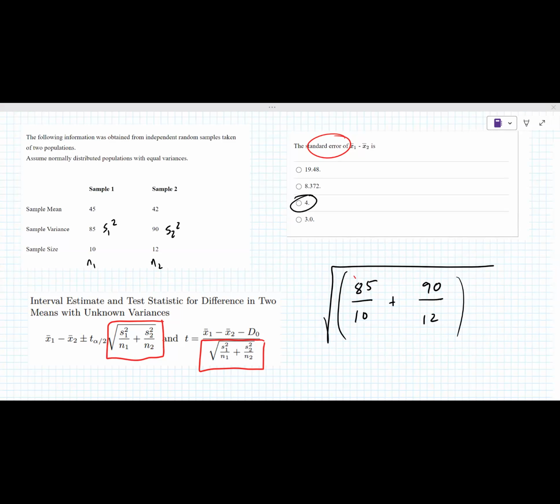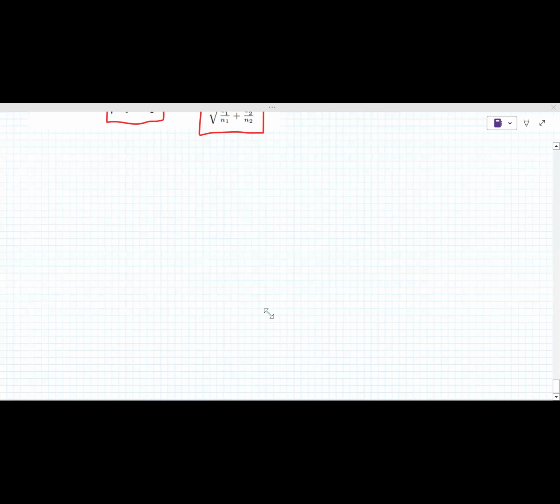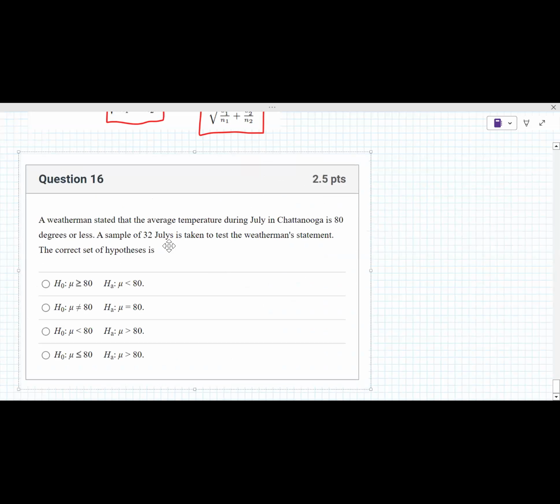So sometimes if you see a question like this, where we've done a number of these, you have to say it's going to be on the test. That's the only reasonable thing here. So we're looking for some words that tell us something about the alternative, like less than, greater than, difference. Weatherman stated that the average temperature during July in Chattanooga is 80 degrees or less. A sample of 32 Julys is taken to test whether the weatherman's statement is. To test the weatherman's statement, the correct set of hypothesis is.